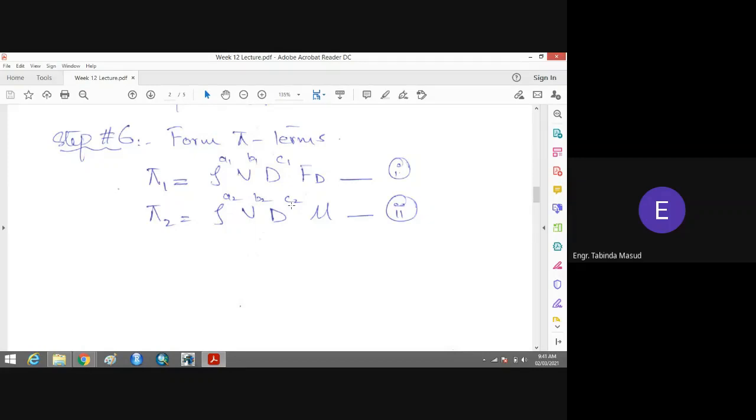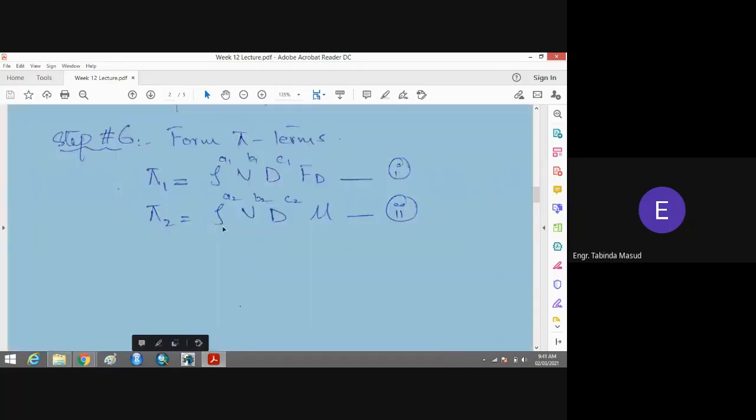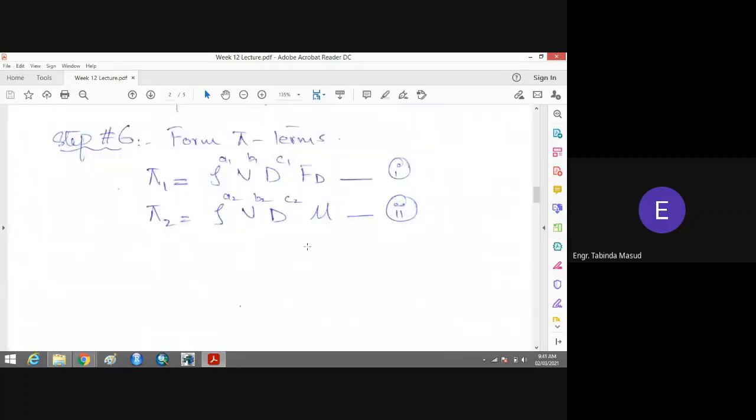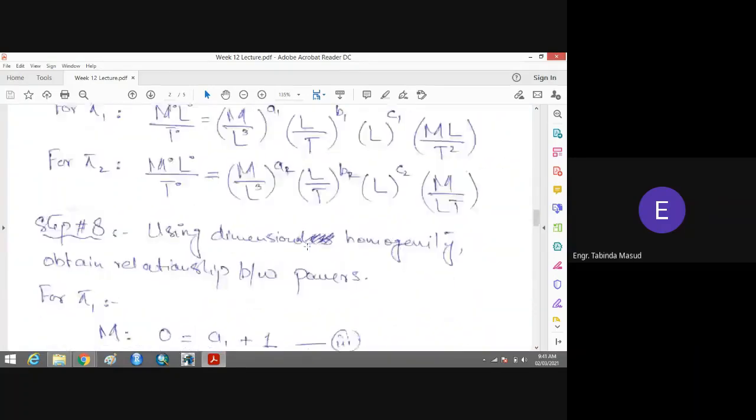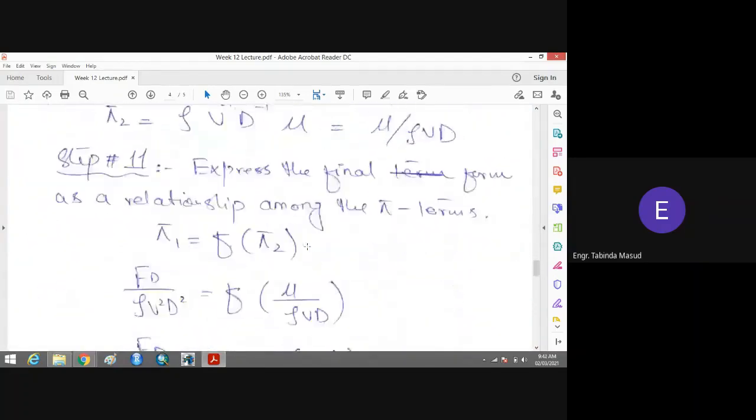You can even include 10 or 15 or 20 parameters for your particular problem, and you can easily find the exponents of all these parameters by dividing them into different groups. Okay, so this was all about the Buckingham pi theorem.